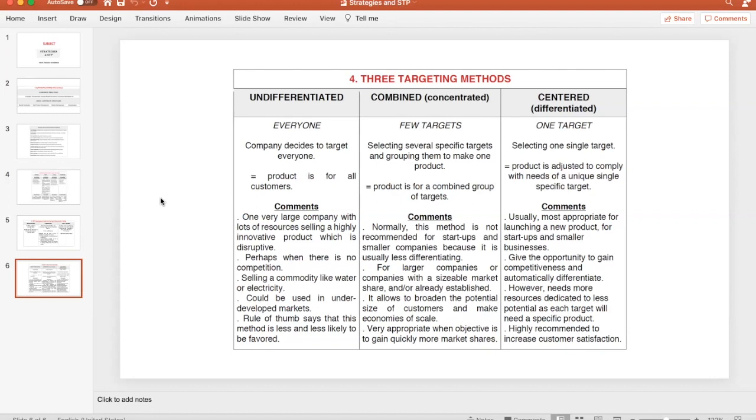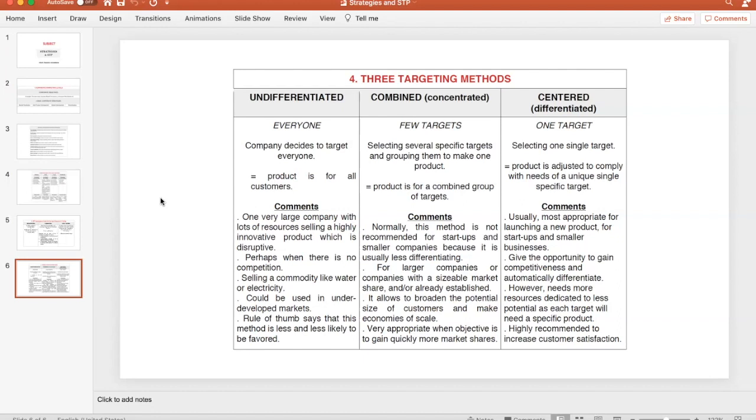The one that works less and less is the first method, which is called undifferentiated. It's trying to sell your product to everyone, so you don't have a specific target. You may do an STP and realize that there are not too many differences between the targets, and therefore you go after all of them. This is less common. There's more and more competition, and therefore that's not the one that will happen very often for any one of us. Then the next two, which are called concentrated or differentiated, are the most common.